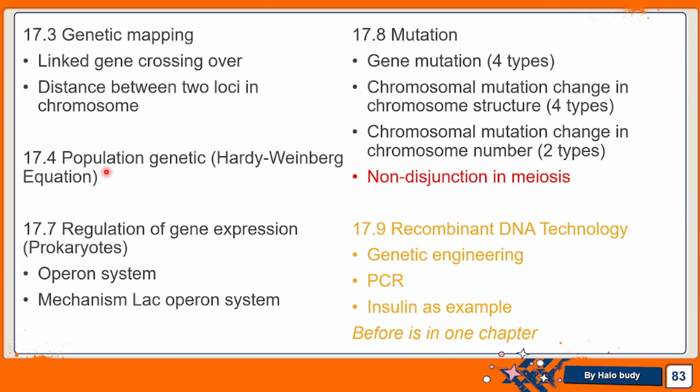This one is to find the frequency of the dominant and recessive alleles in one population. There are two scientists, Hardy and Weinberg. They provide the equation like this. You need to know the equation, and you need to know how to calculate it. And also you need to know the assumptions. Only in certain cases can this equation be applied.